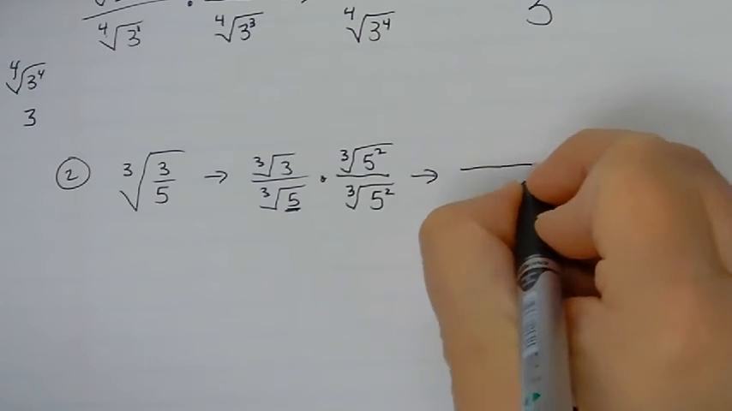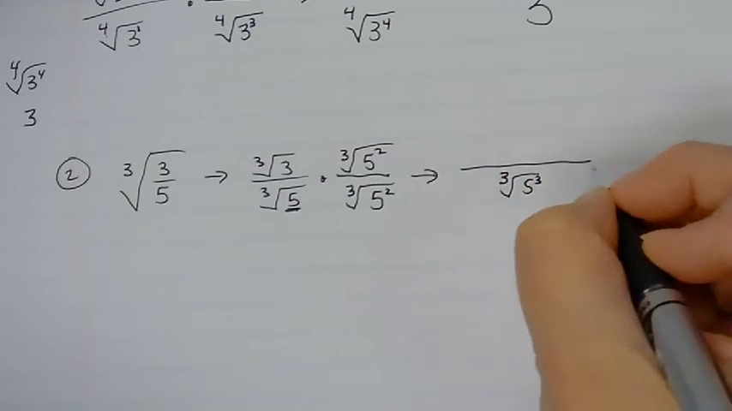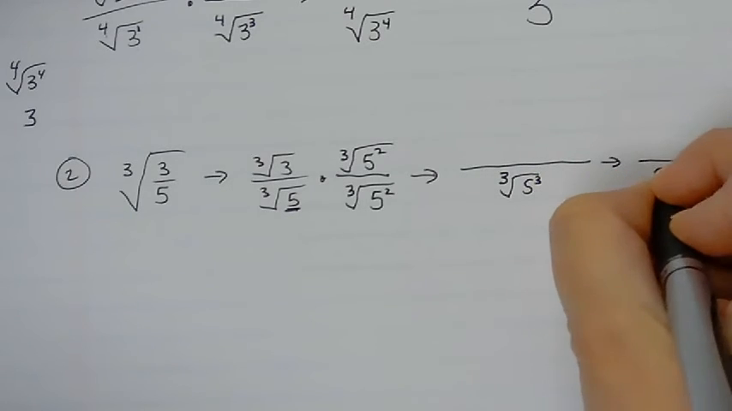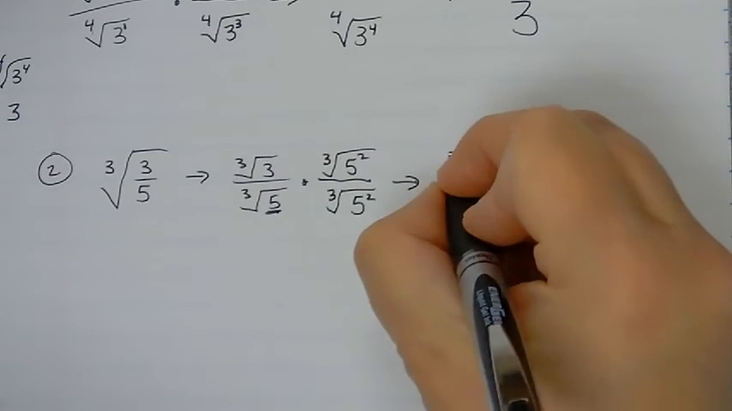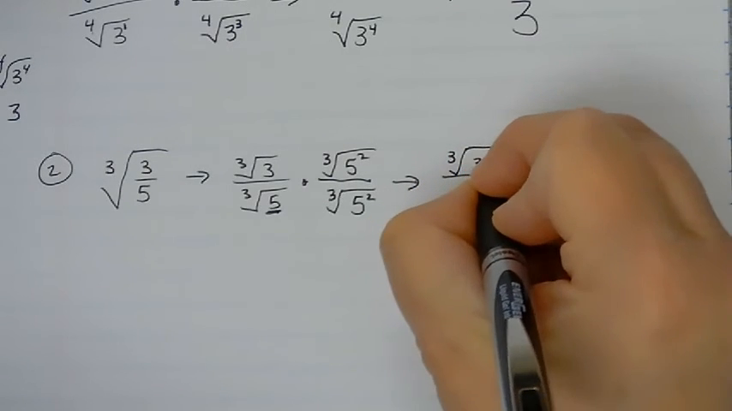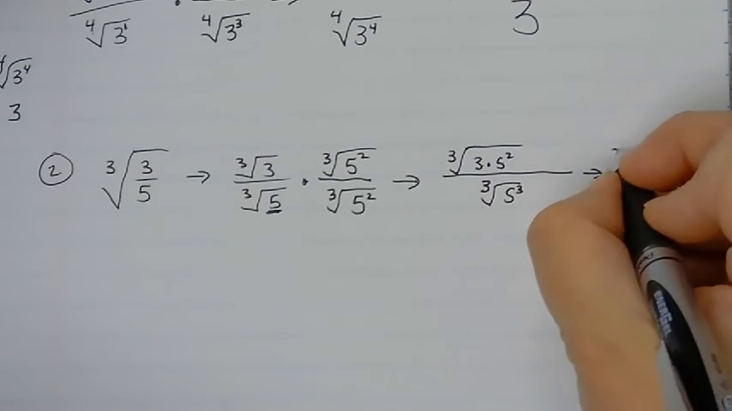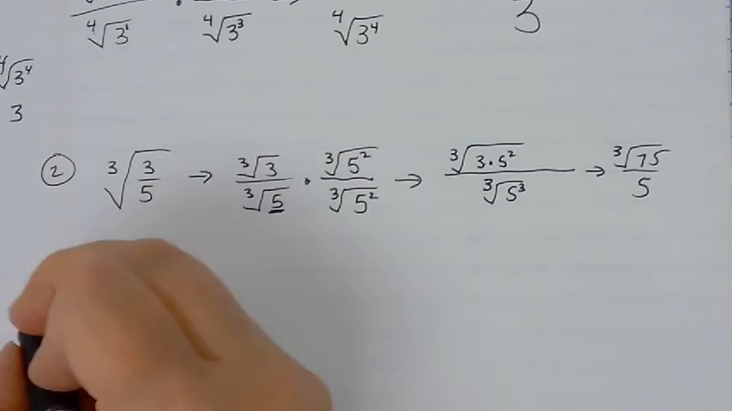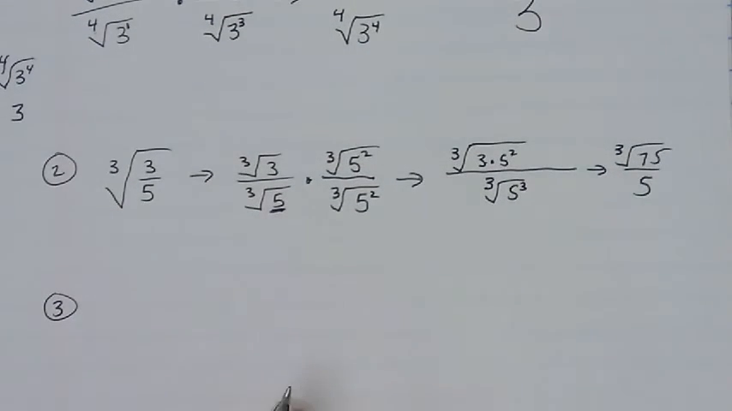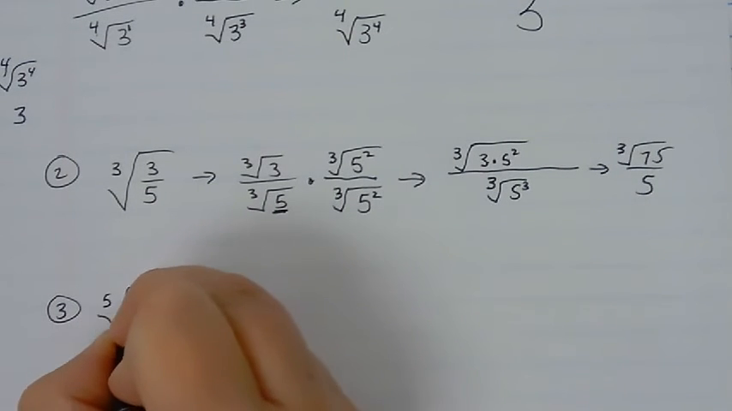Because now, and a lot of you will skip this step, I'll have the cube root of 5 cubed, which is just 5. On the top, I'll have the cube root of 3 times 5 squared, and that's 25 times 3, which is 75. The last example we'll do together. The fifth root of 3/4.